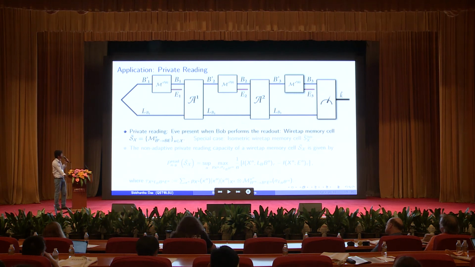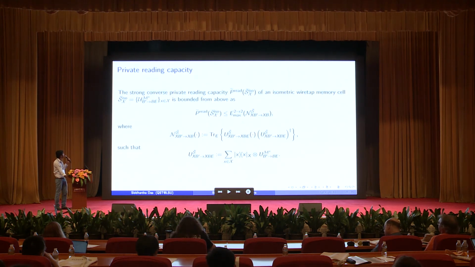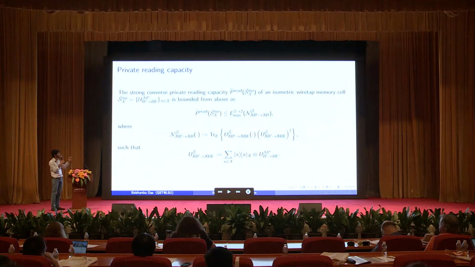We can also give an upper bound on private reading capacity when we allow for adaptive strategies. Private reading or a reading protocol can be understood as one instance of a bidirectional channel. So we leverage the bound from secret key agreement of bidirectional channels to give an upper bound on private reading when it is an isometric wiretap memory cell, meaning that U is unitary here, and then you trace out the part of the eavesdropper, and that is the upper bound.